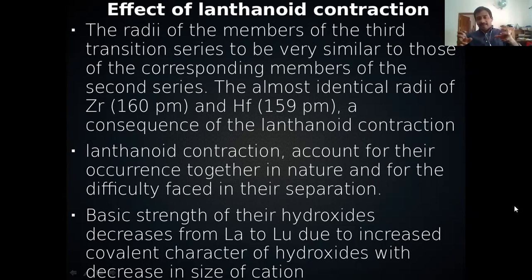As the size of the cation decreases, the covalent character increases. In first year we discussed this particular thing in Fajan's rule. As the size of the cation decreases, the covalent character increases. If the ionic character is more, it can ionize completely, therefore basic strength will increase. So as we move from lanthanum to lutetium, what happens? Covalent character of hydroxides increases, and therefore basic strength decreases. Ionization will be less.